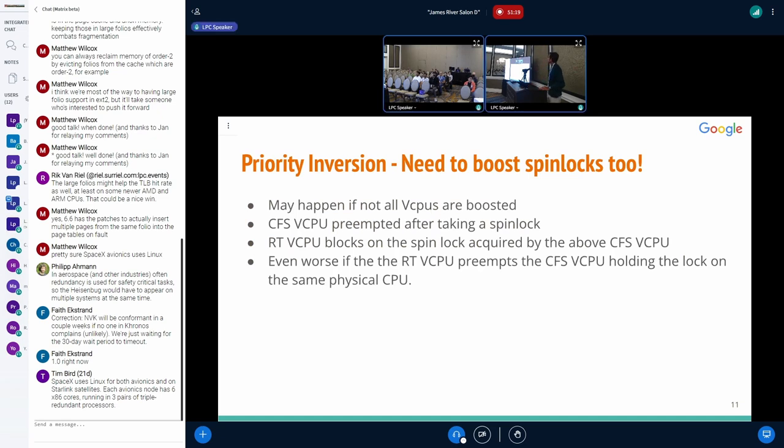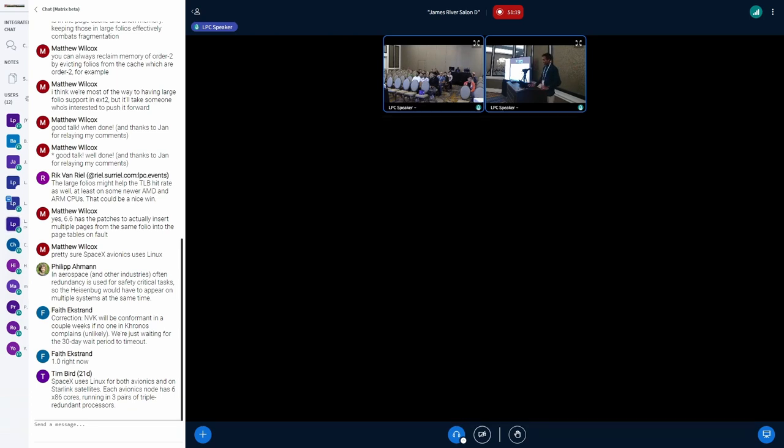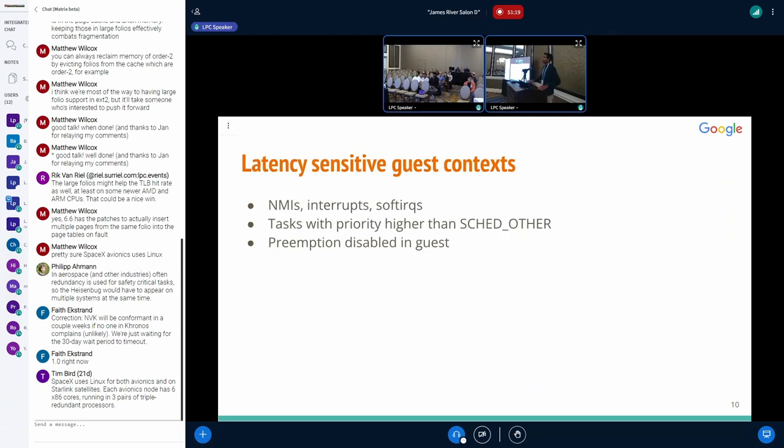I wanted to discuss one issue related to priority inversion, because with this dynamic boosting, some vCPUs might be running boosted and some might be running unboosted. And if an unboosted vCPU takes a spin lock and gets preempted, and you have a boosted vCPU which blocks on that spin lock, then you have an issue. So there is a bounded priority inversion issue. But luckily, as I showed before, we consider preemption disabled as a latency sensitive context, and spin locks disable preemption. So this is also automatically taken care of.